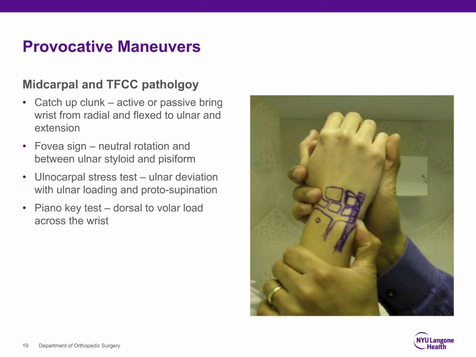The fovea sign is something that I commonly use for TFCC pathology. I find that to be very useful. Ulnarly loading the wrist and ulnarly deviating it with pronation and supination can be very useful for ulnocarpal stress. And then the piano key test can also be useful for looking at DRUJ issues.